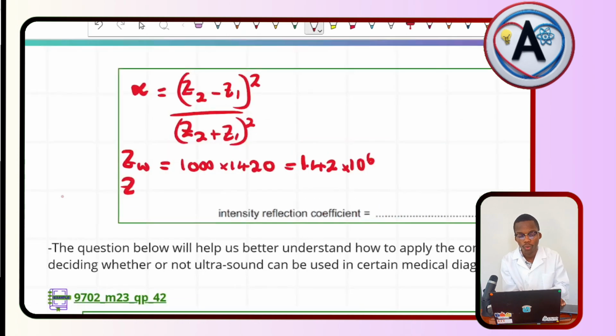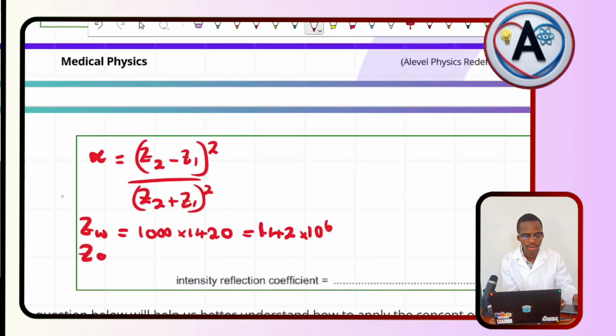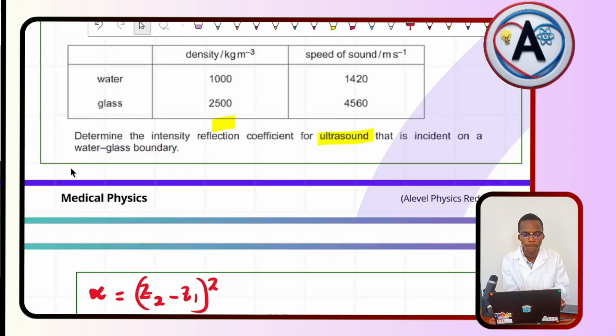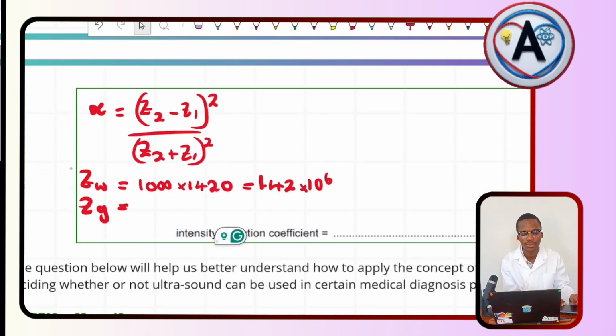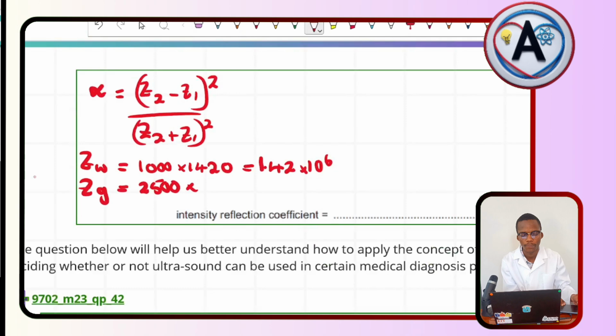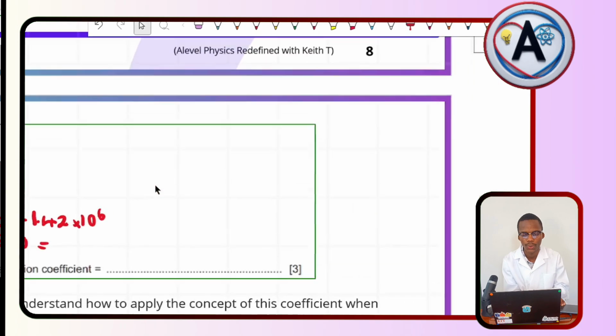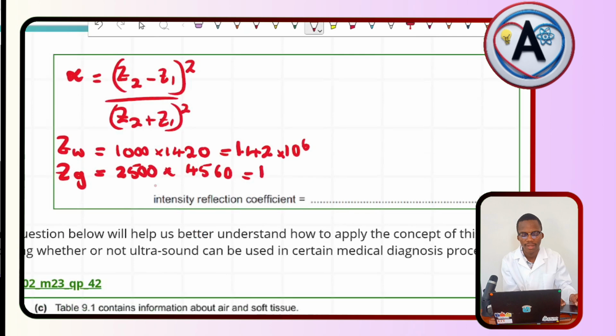Then the Z for glass, that's going to be equal to 2,500 times 4,560. That's going to be equivalent to 11.4 times 10 to the power of 6.